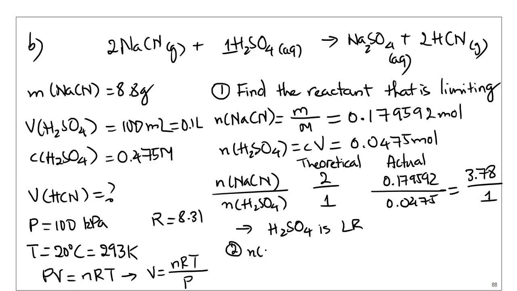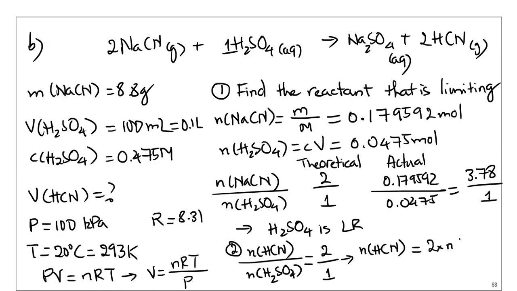Once you know it is the limiting reagent, you should be able to determine the number of mole of hydrogen cyanide, which is a product, using the number of mole of the limiting reagent, in this case sulfuric acid. So the mole ratio from the equation, again, is a 2 to 1 ratio, which means that n of HCN is going to be 2 times n of H2SO4. I think I do need to get another slide. So 0.0475, we're just going to double that, and we get 0.095.